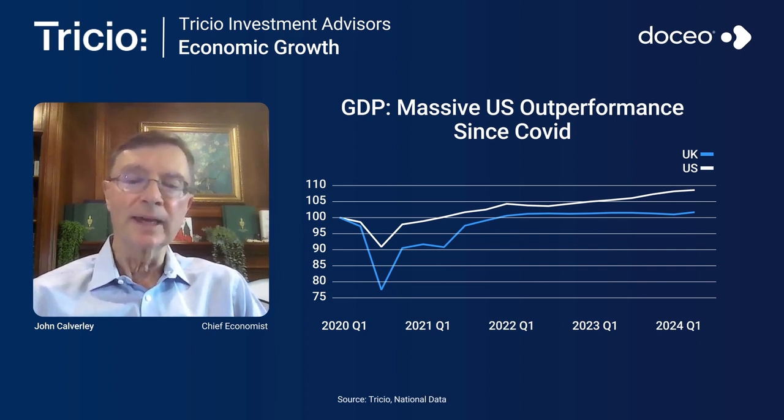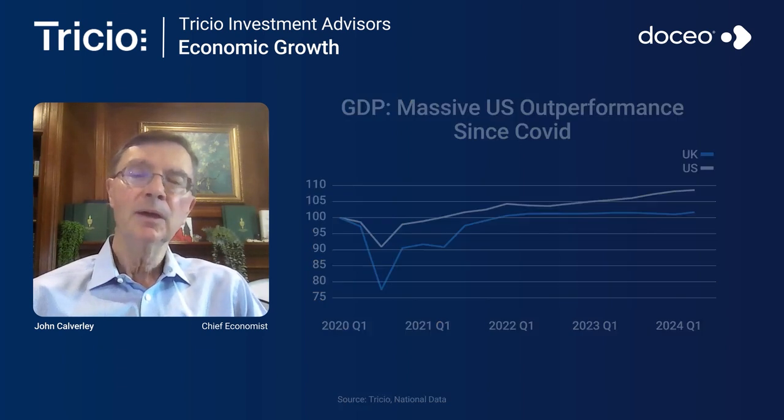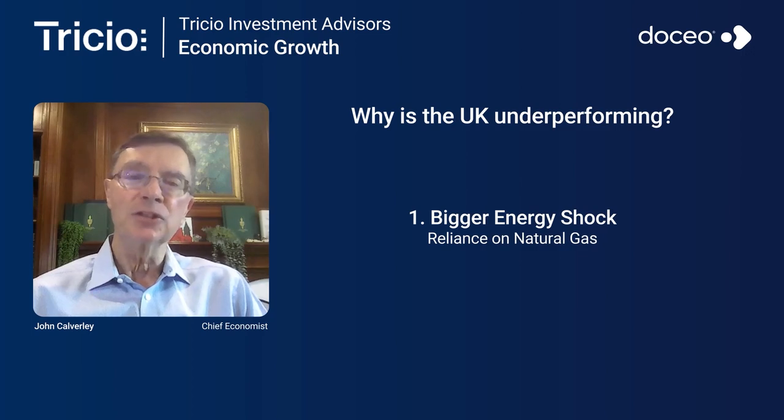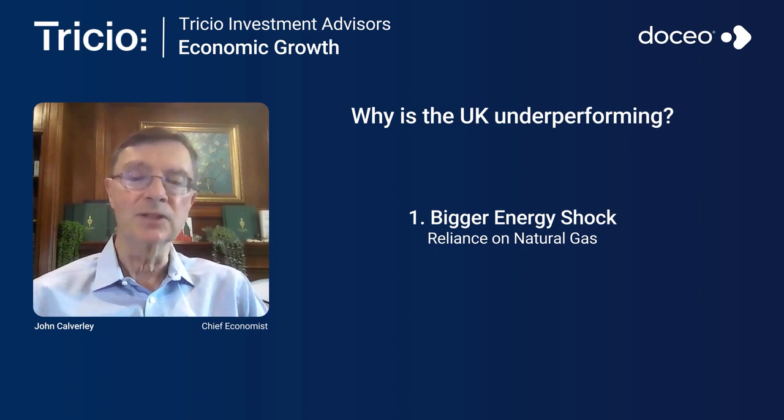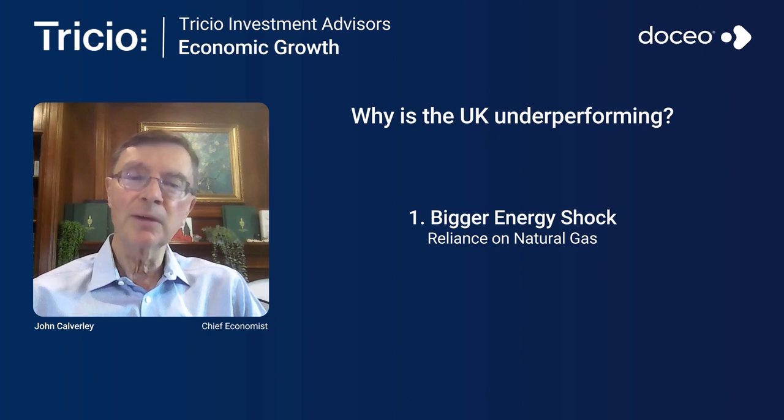Now, what's caused that gap? Well, there's a number of reasons why the UK is underperforming. One is that the energy shock from the Ukraine war was much bigger in the UK. UK relies far more on natural gas, and of course natural gas prices in Europe went up a lot. So the UK actually was one of the worst affected in Europe, behind only Germany, really, because natural gas is used both for heating and electricity to a substantial extent. So that shock really impacted on consumers' real incomes, as well as driving inflation higher.